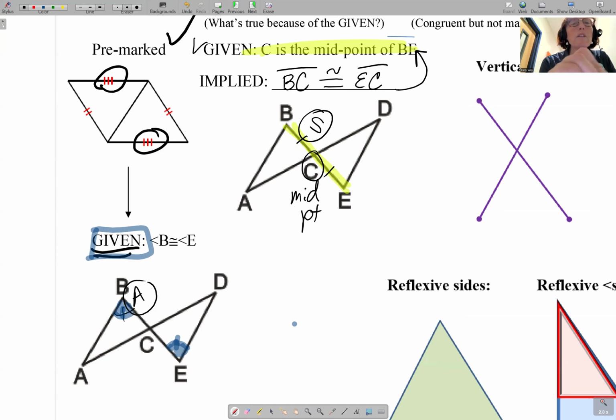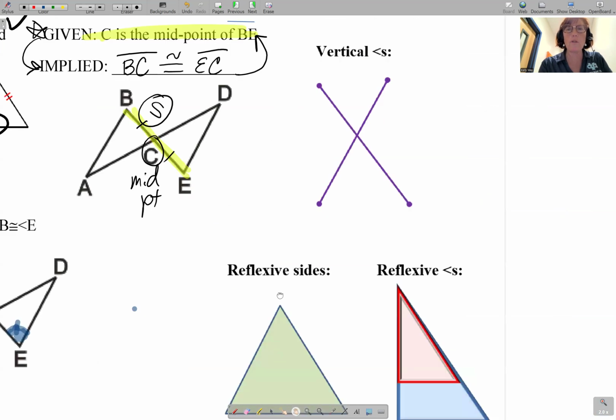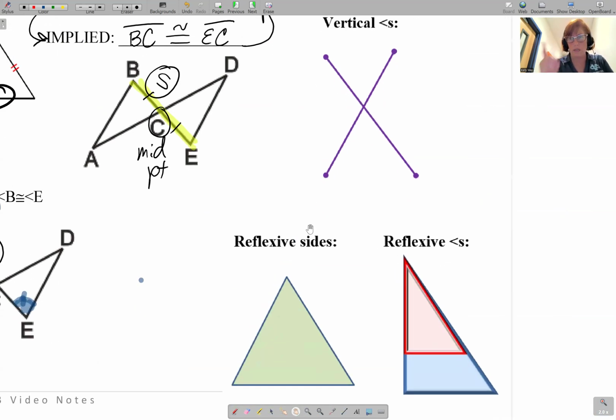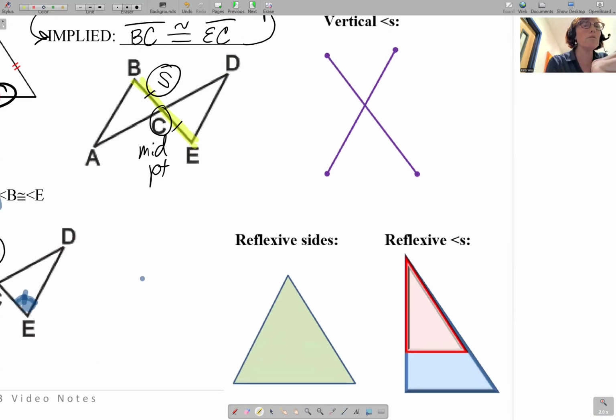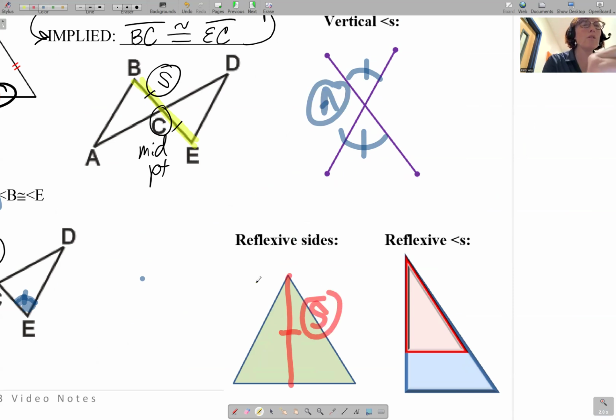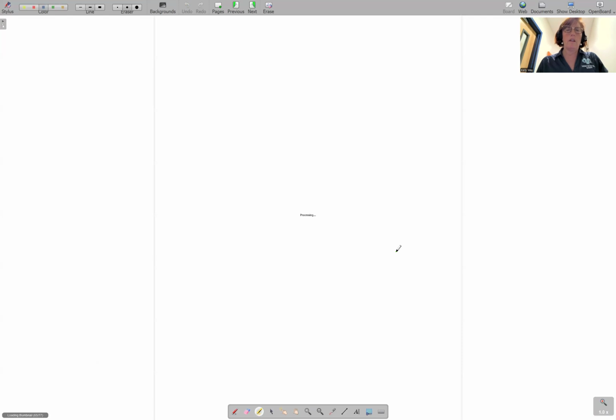So you have given information handed to you on a silver platter, remarked or just written. Implied, there's a piece of given information and it implies something else. And then you have your freebies, which means vertical angles are always congruent. A reflexive side is always congruent, even if they're not marked. And a reflexive angle, an angle that is shared by 2 specific things. We're going to pull it all together.